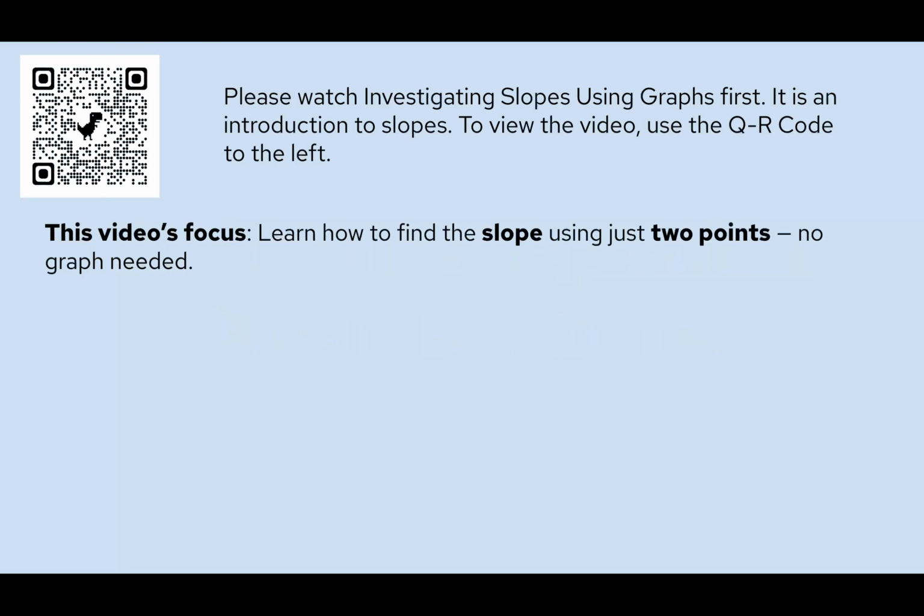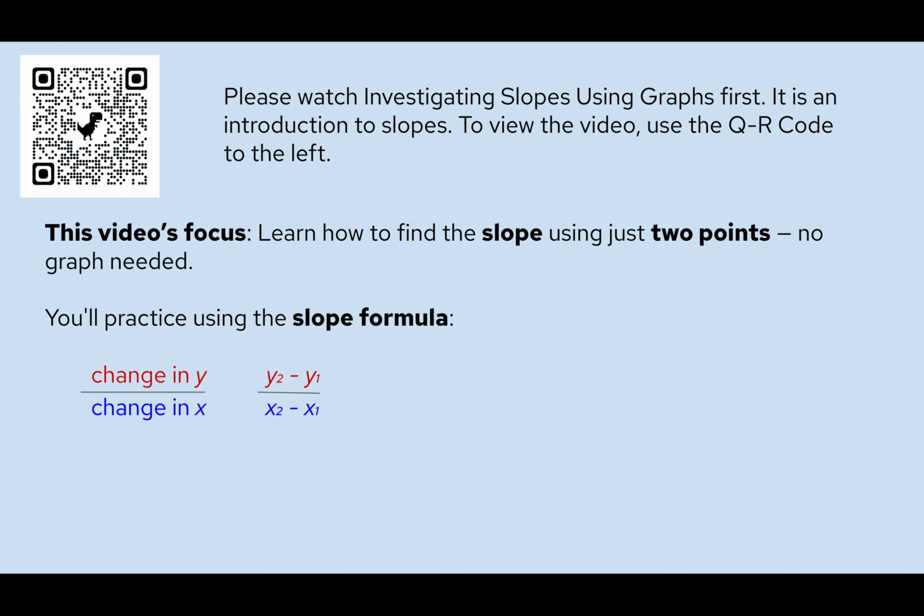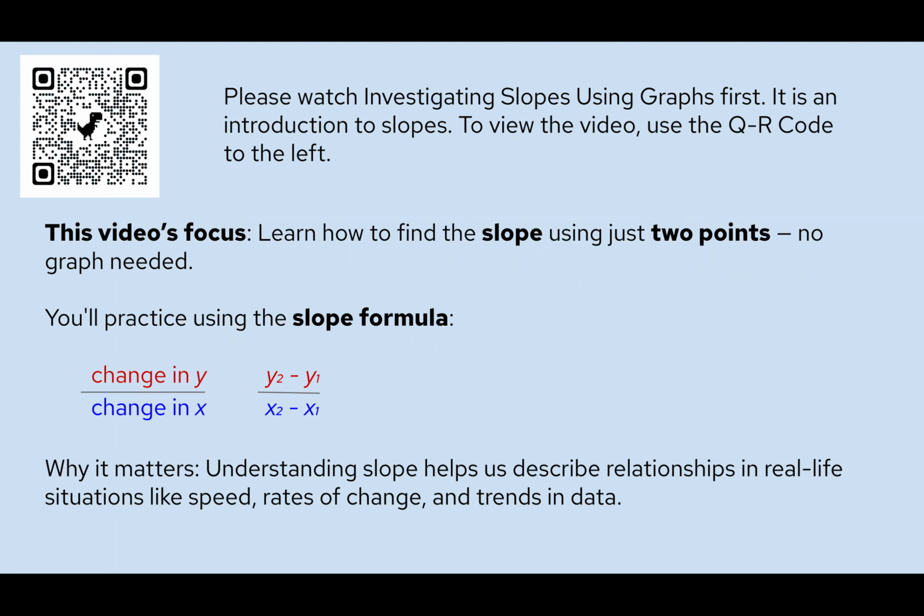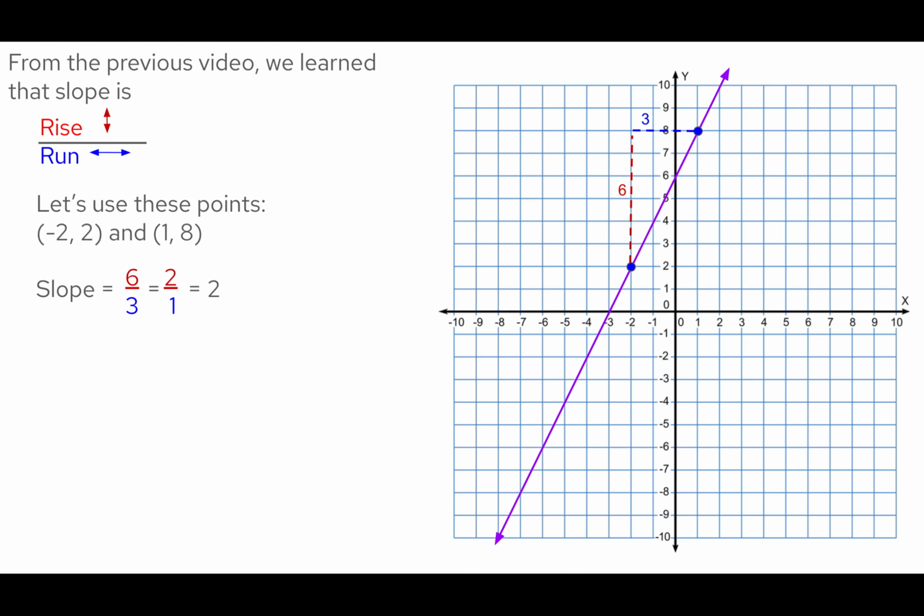So this video's focus is how to learn to find the slope using just 2 points. We're not going to do any graphing. What you'll do is you'll be practicing using the slope formula. And the slope formula is the change in y over the change in x. Or we like to think of it as y sub 2 minus y sub 1 divided by x sub 2 minus x sub 1. And why does this matter? Well, understanding slope helps us describe relationships in real life situations like speed, rates of change, and trends in data.